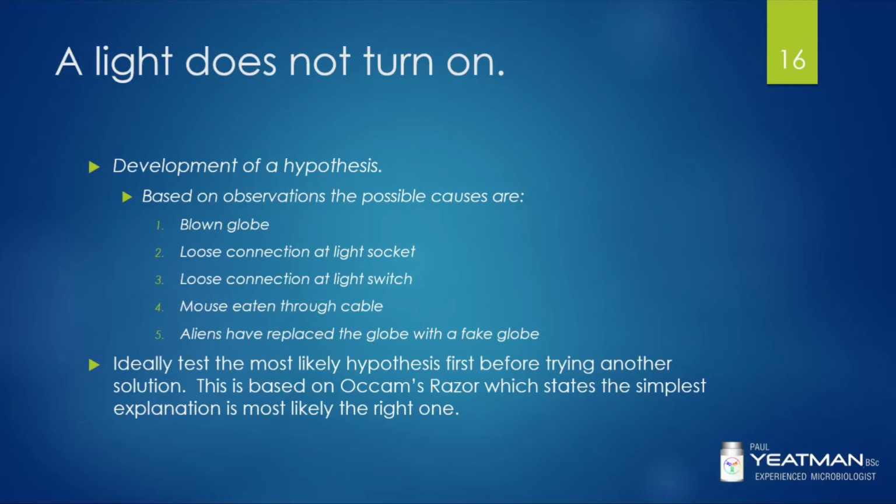That's based on Occam's razor, which I previously mentioned, and that states that the simplest explanation is most likely the right one. So the simplest explanation is that the globe is blown. It's really, really unlikely that aliens decided to come along and replace the globe with a fake globe. It's probably within the realms of possibility if you consider the multiverse, but pretty far-fetched. So I would say here that hypothesis 4 and 5 are invalid and not worth our time trying to examine.